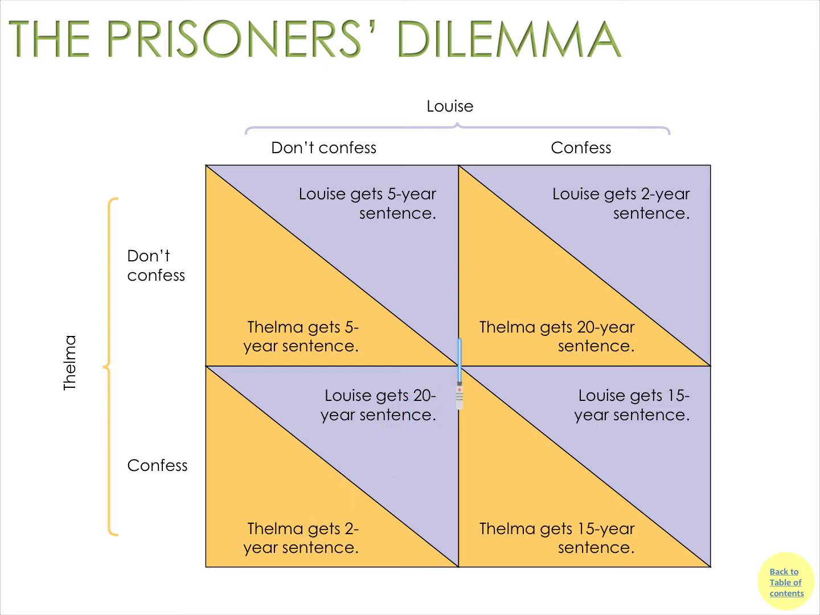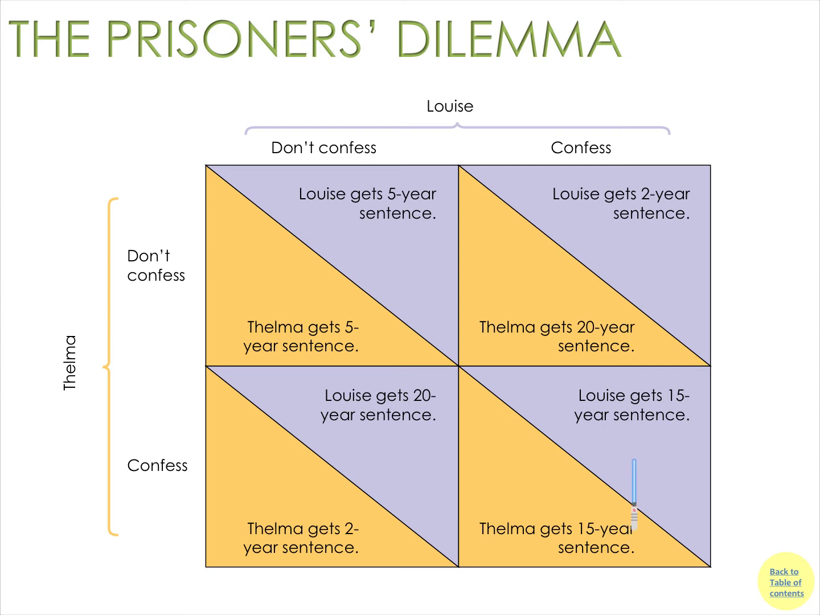And on the top right, if Louise does confess, throws Thelma under the bus, but Thelma does not confess, then Louise gets the minimal sentence and Thelma gets a 20-year sentence. That's harsh. What if they both confess? Thelma confesses, Louise confesses. We're looking at this bottom right box. They both get 15-year sentences.